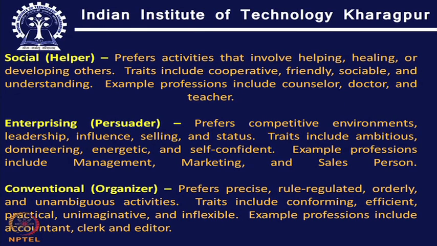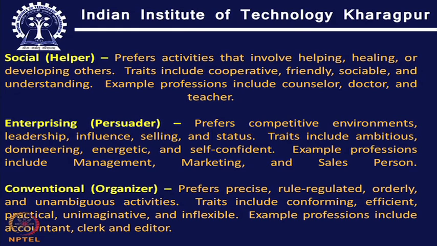Social, which is called the helper, prefers activities that involve helping, healing or developing others. Traits include cooperative, friendly, sociable and understanding. Example professions include counselor, doctor and teacher. Enterprising, or persuader, prefers competitive environments, leadership, influence, selling and status. Traits include ambitious, domineering, energetic and self-confident. Examples of professions are management, marketing and salesperson.